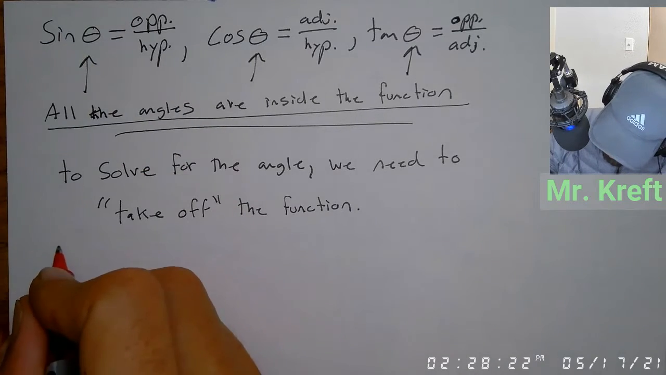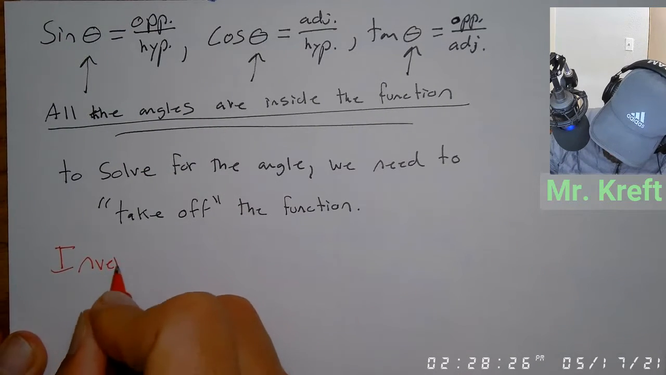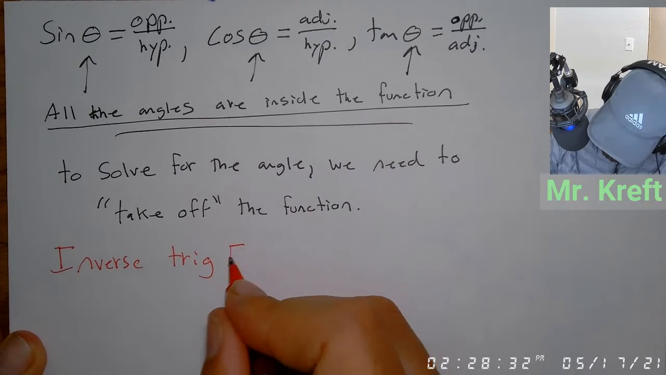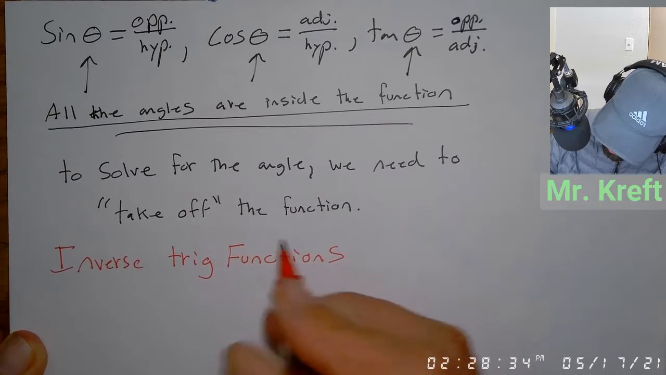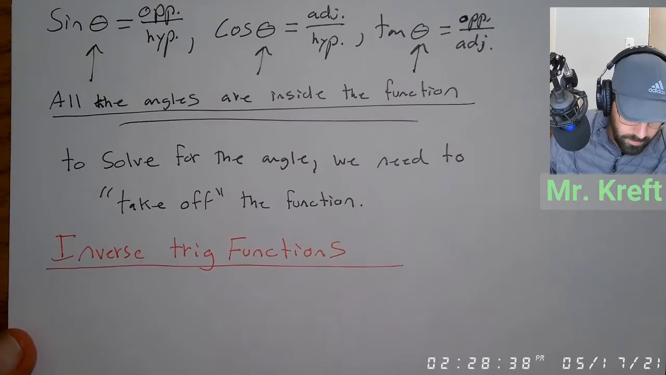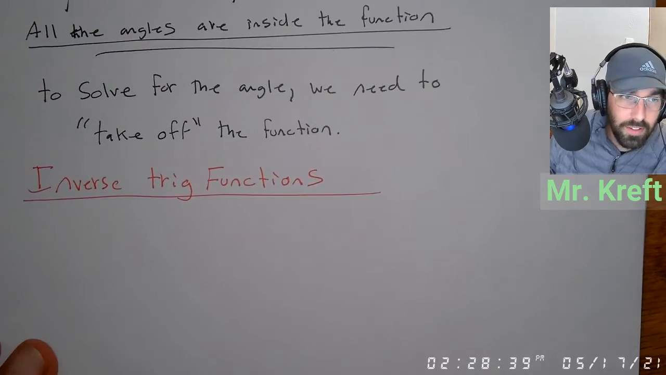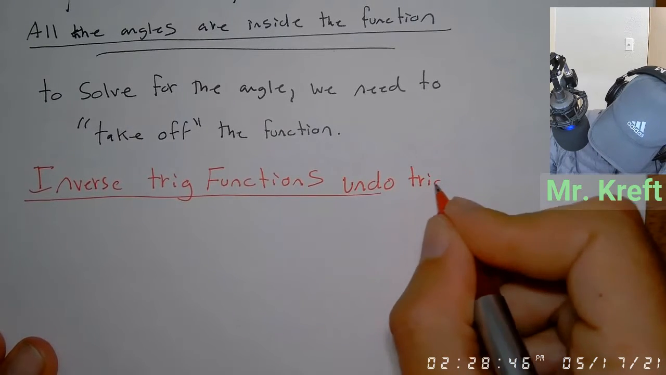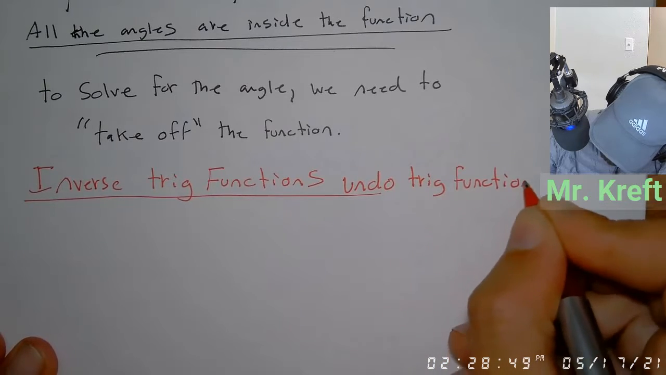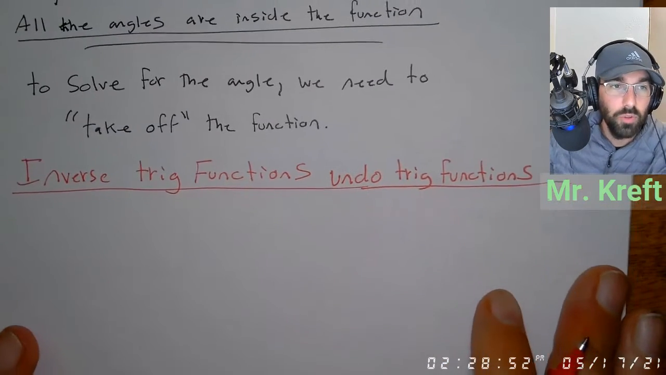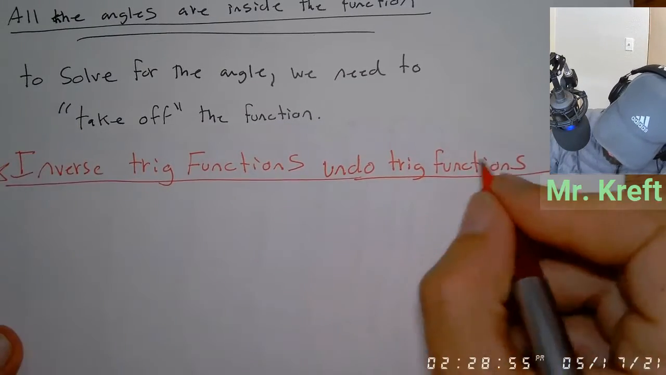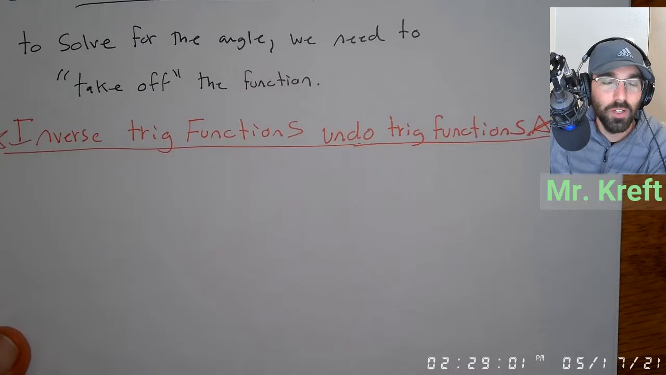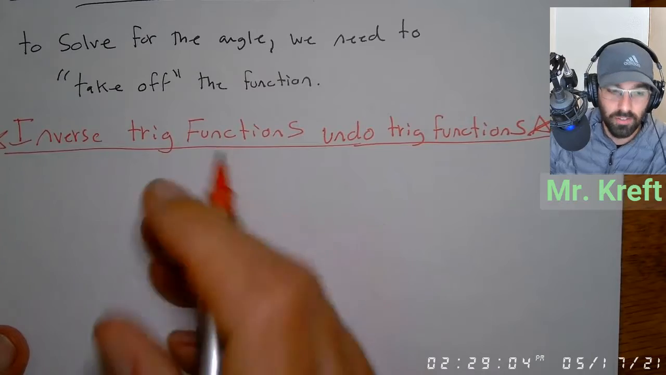So what does this look like? Well, let's make a table of inverse trig functions. Okay. Oh, how about this? Inverse trig functions, and then I'm just going to do this. Undo trig functions. I thought I could cut some corners, but I'm not going to. Okay? So inverse trig functions, undo trig functions. Okay? So to take off the shoes, we're going to have to use inverse trig functions.